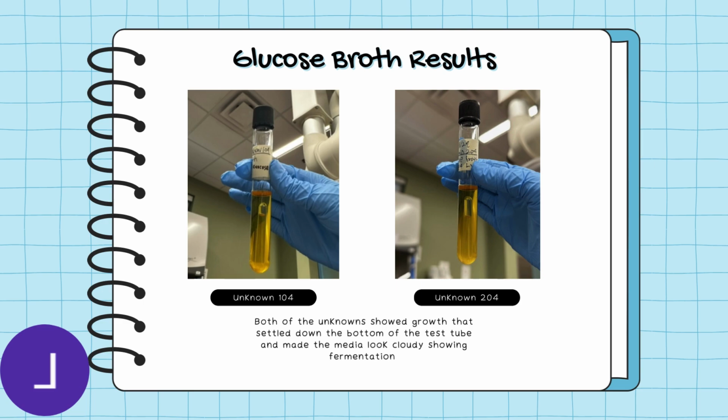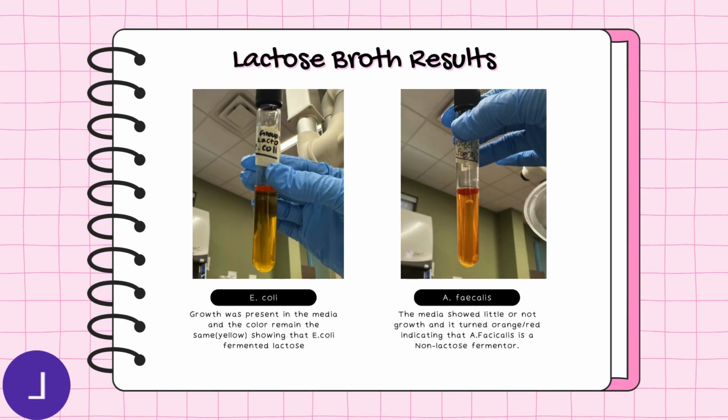So for the lactose broth results, we can see that the original color was a bright yellow, and E. coli showed growth in the test tube, but it also remained the same color, showing that E. coli fermented lactose. But on the other side, we have A. faecalis, which showed little or no growth, and it also turned kind of an orange-red, indicating that A. faecalis is a non-lactose fermenter.